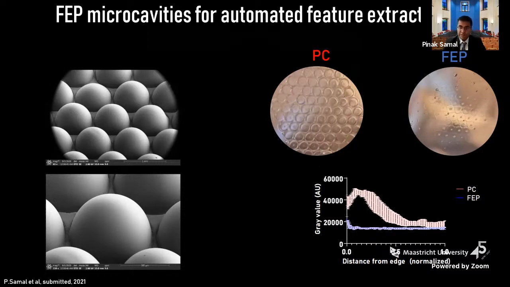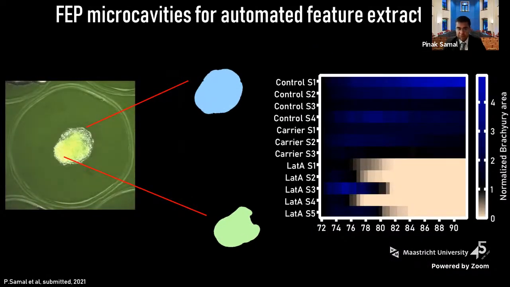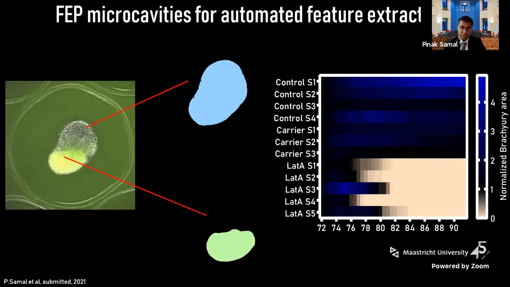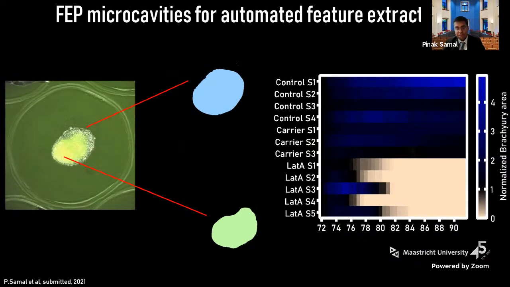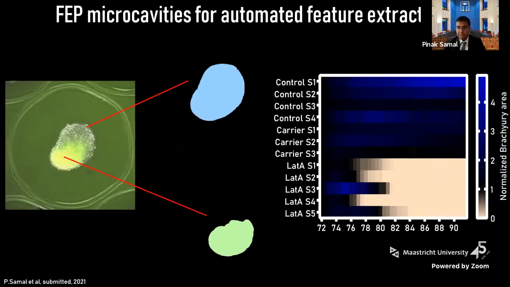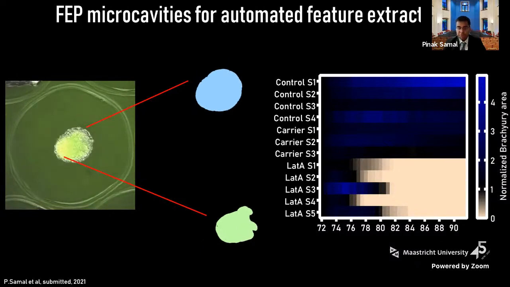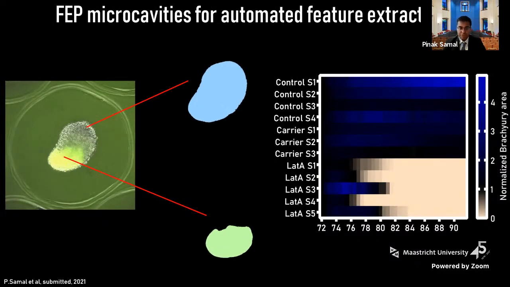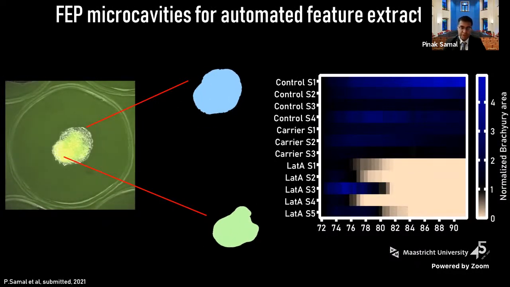We therefore had to optimize the process quite a bit, but in the end, we were able to achieve microcavities with 800 micrometer diameter. When compared with polycarbonate microcavities, which were used in earlier studies, we saw significantly reduced background. We applied these microcavities for culturing mouse embryonic stem cell aggregates, and we were able to extract data automatically using a custom machine learning based pipeline, both from bright field images as well as from fluorescent images. We also did a proof of concept study where we exposed the aggregates to a small molecule, latrunculin A, which is an actin inhibitor, and showed that these cavities could be useful in, for example, drug screening.